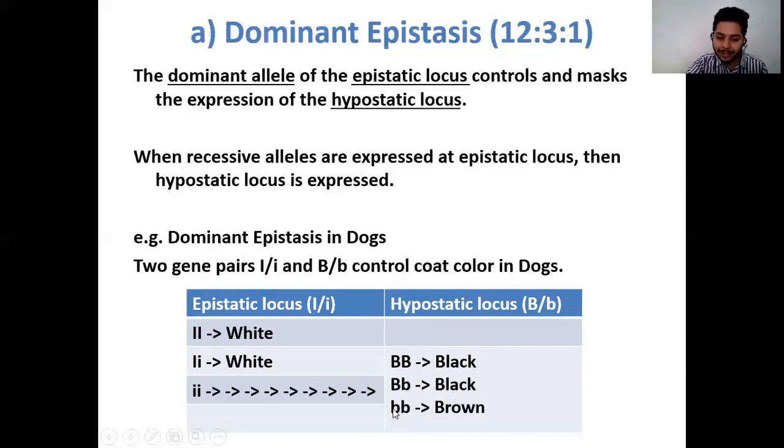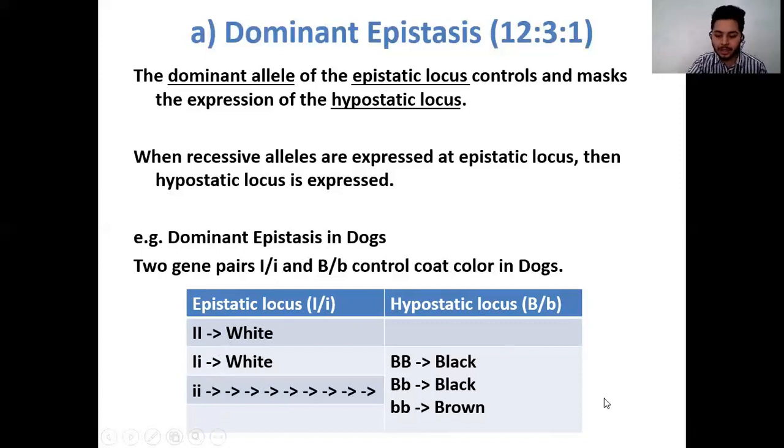However, if the hypostatic locus is represented by two recessive alleles together in homozygous condition, then the phenotype that you get is again a distinct phenotype, that is a brown coat color. So my recessive allele small b is going to contribute a brown pigmentation in dogs. So these are the cases of the dominant epistasis.